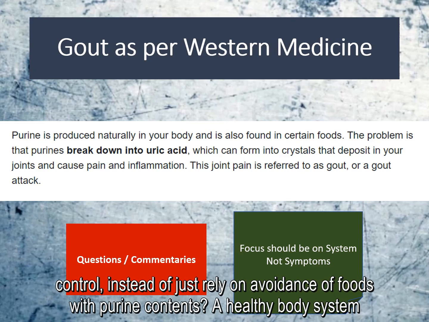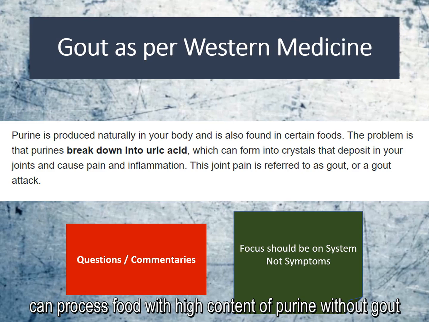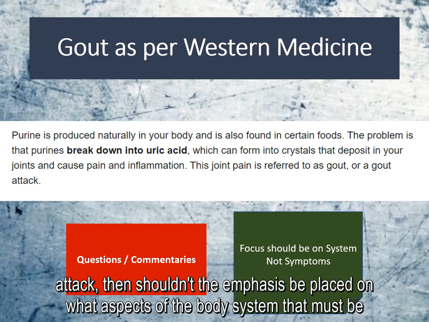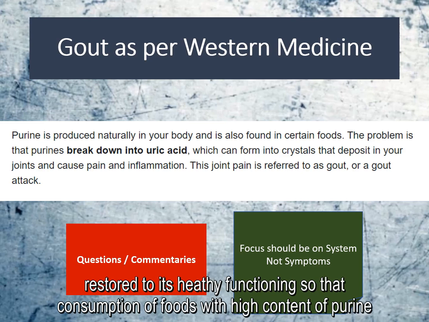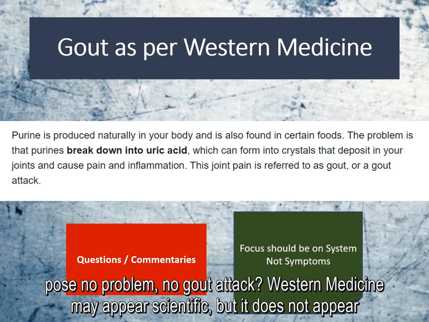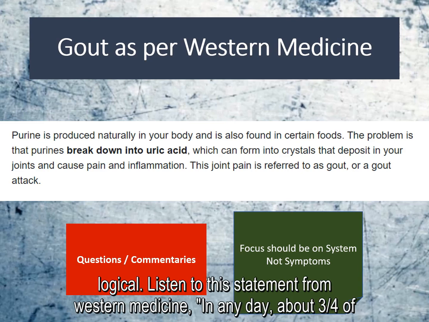A healthy body system can process food with high content of purine without a gout attack. Then, shouldn't the emphasis be placed on what aspect of the body system must be restored to its healthy functioning, so that consumption of food with high content of purine poses no problem, no gout attack? Western medicine may appear scientific, but it does not appear logical.